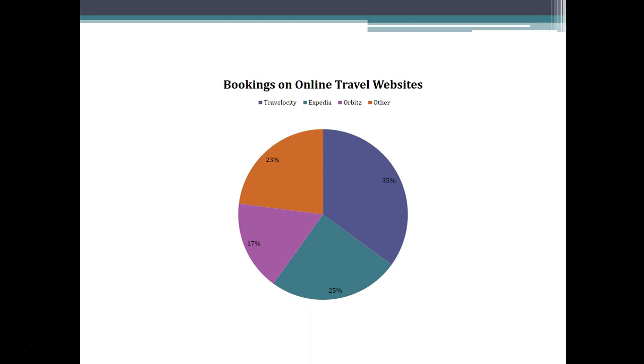If I'm doing it by hand, I'll usually just label inside the pie pieces. I'll write Travelocity, Expedia, Orbitz, other. But if you'd rather do a color-coded scheme like this, that's fine too. So there you go. And yeah, all those percents add up to 100%. They must, because it's taking up the entire circle. 35% plus 25% plus 17% plus 23%. Add all that up, and that is 100%.